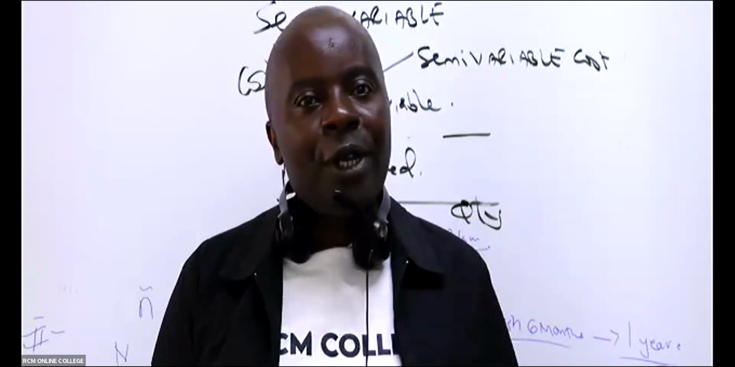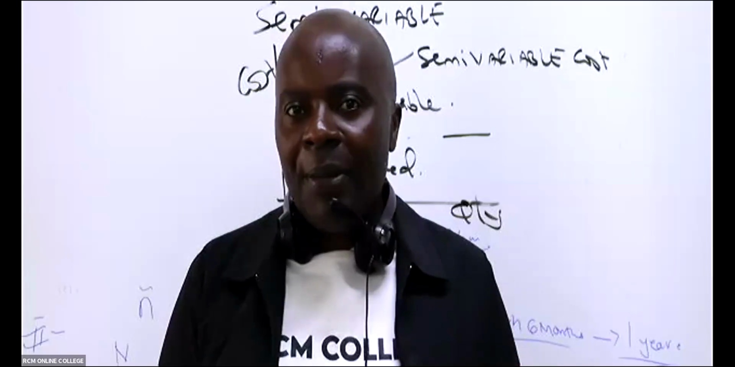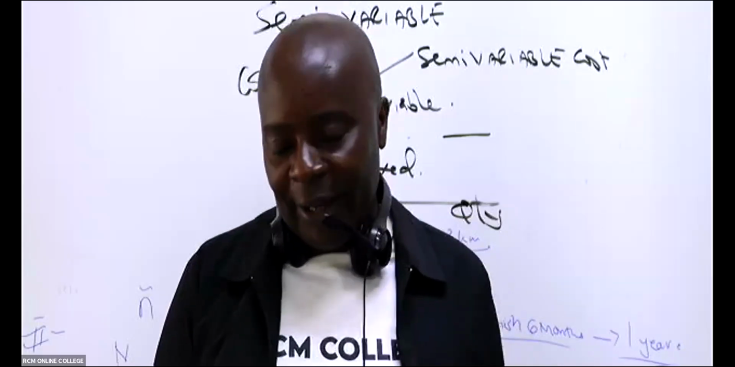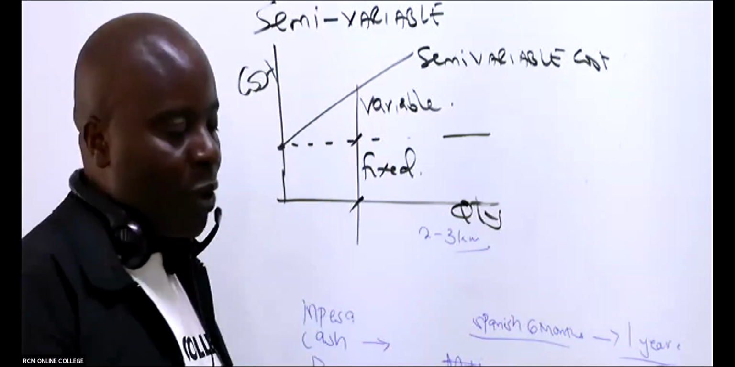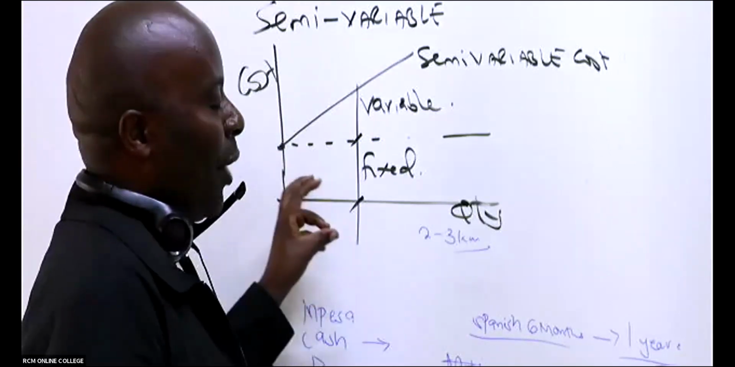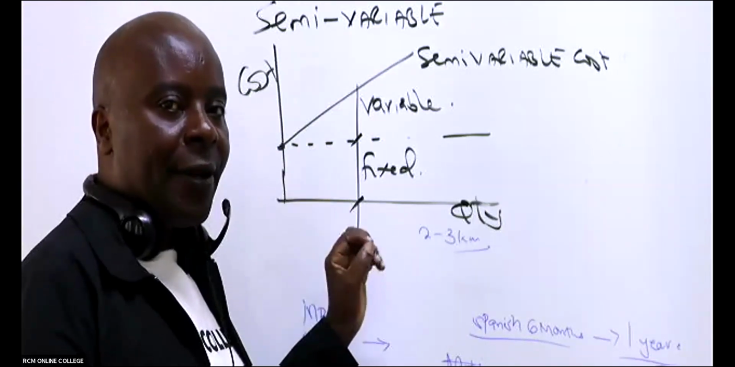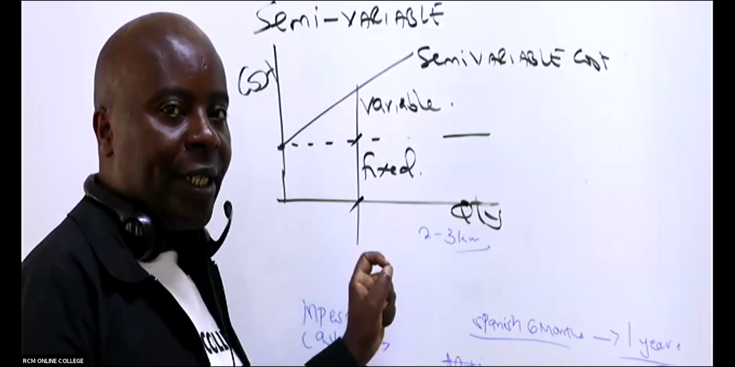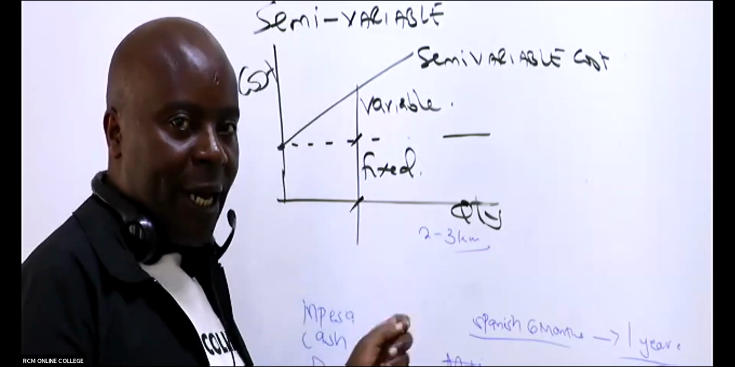So already they're finished there. What have we said about semi-variable costs? They are both fixed and variable. They exhibit a fixed component and a variable component at the same time.